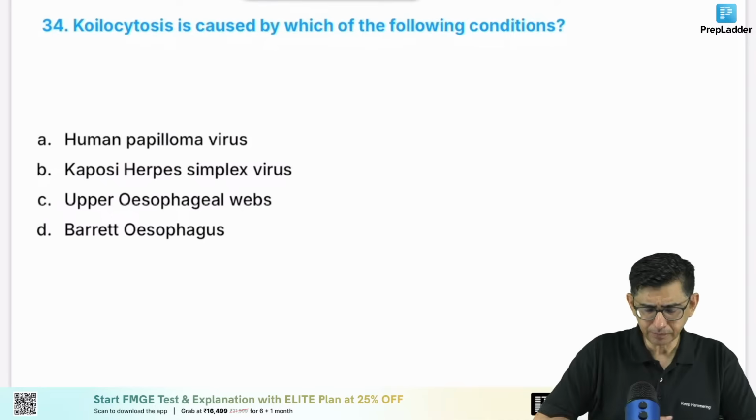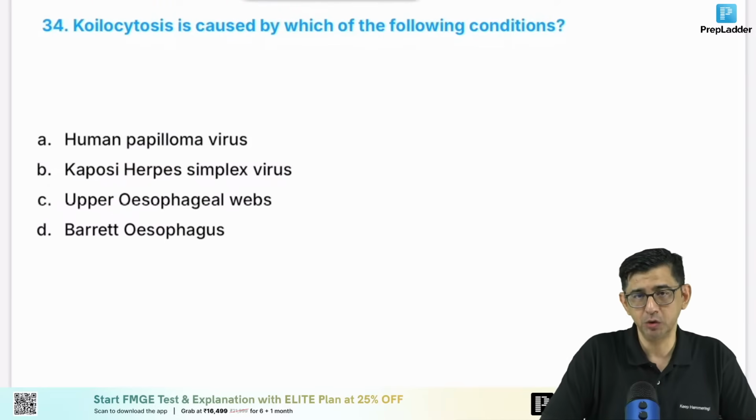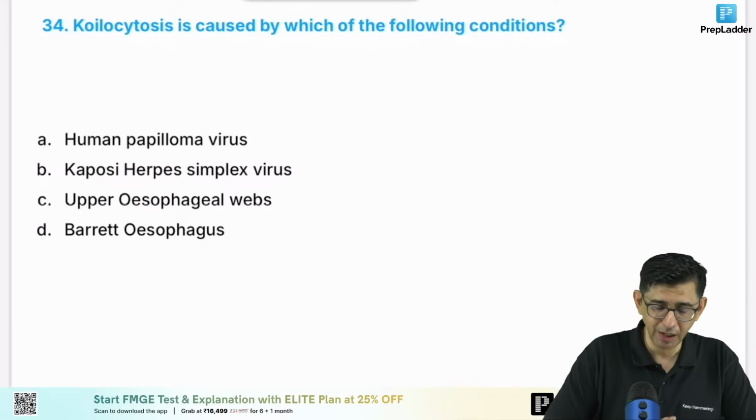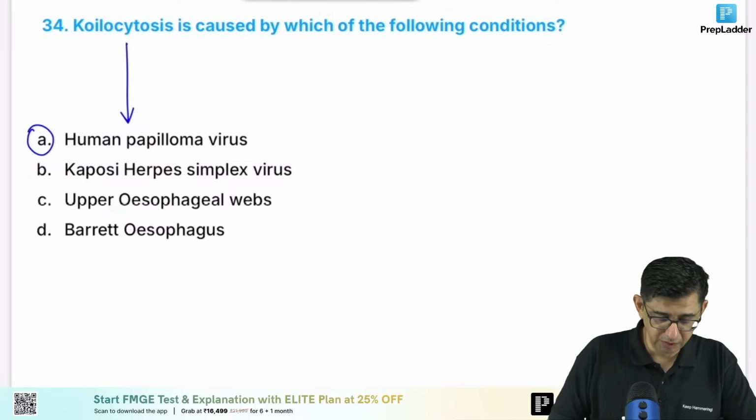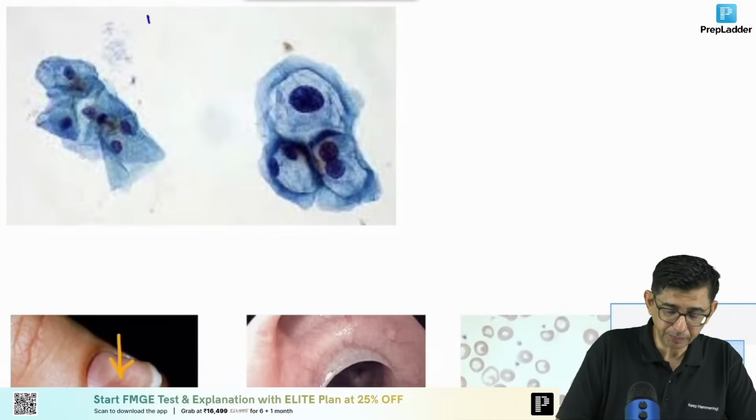Okay, great. Coilocytosis. One we read about was koilonychia, and the second we read is coilocytosis. Coilocytosis is seen with human papillomavirus. It is the infected cervical epithelial cells. This is a finding that would be seen on a pap smear.